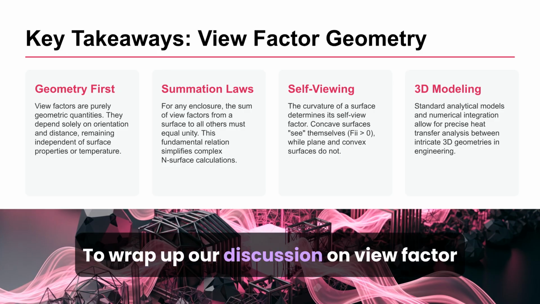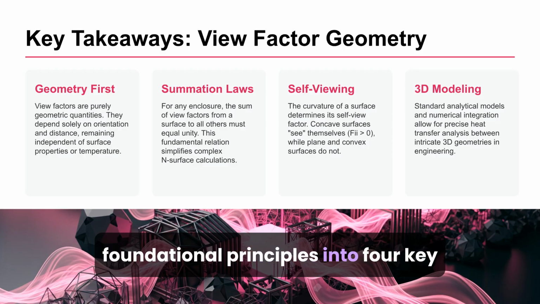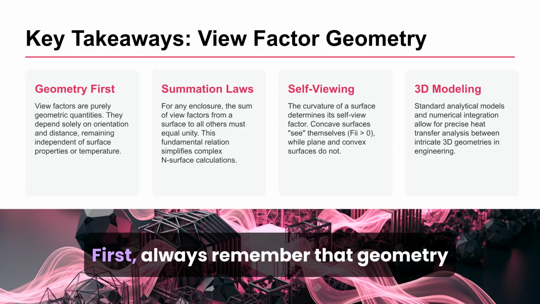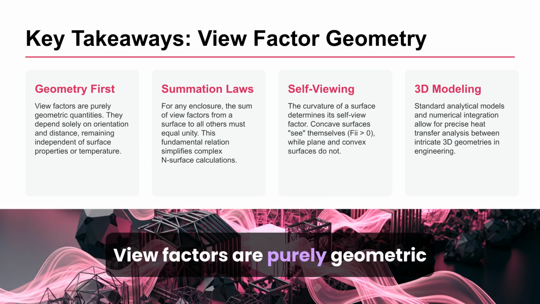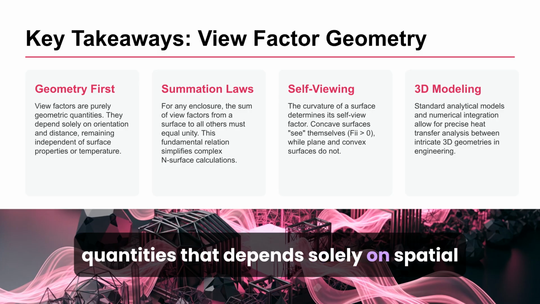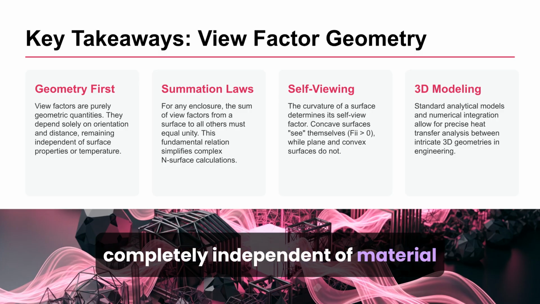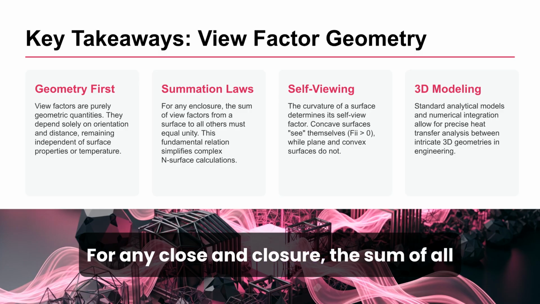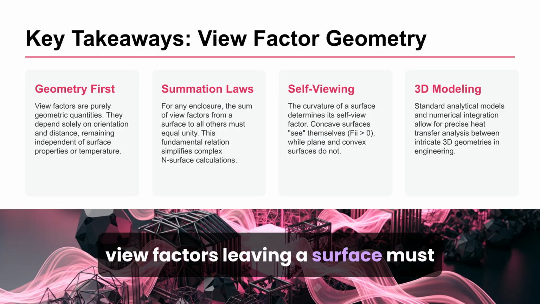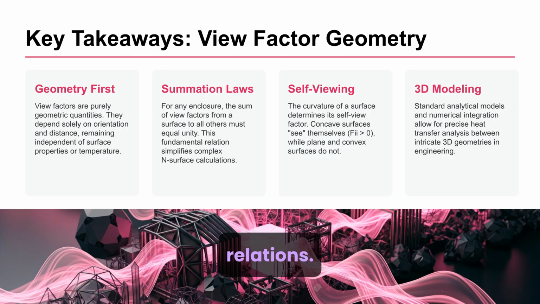To wrap up our discussion on view factor geometry, let's consolidate our core foundational principles into 4 key takeaways. First, always remember that geometry comes first. View factors are purely geometric quantities that depend solely on spatial orientation and distance, remaining completely independent of material surface properties or temperature limits. Second, master your summation laws. For any closed enclosure, the sum of all view factors leaving a surface must equal unity, giving you a powerful conservation tool to simplify your calculations.